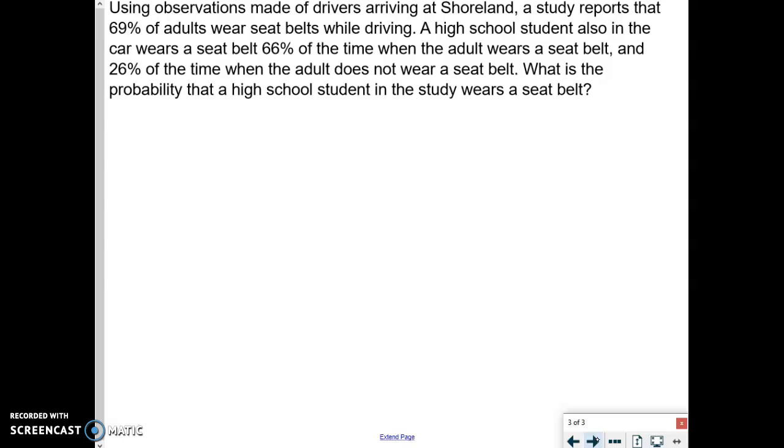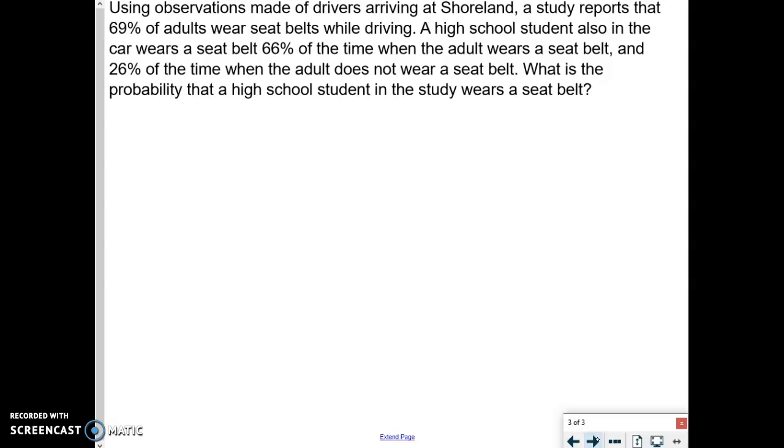All right. Last example I'd like to go through with you here today, ladies and gentlemen, is one dealing with a study about wearing seatbelts and the percentages of people that wear them. So it says a study reports that 69% of adults wear seatbelts while driving. A high school student also wears a seatbelt 66% of the time when the adult wears a seatbelt and 26% of the time when the adult does not wear a seatbelt. What's the probability that a high school student in the study wears a seatbelt? So for this, I'd like to do a little tree diagram to kind of show you the differences that we have between adults wearing and students wearing.